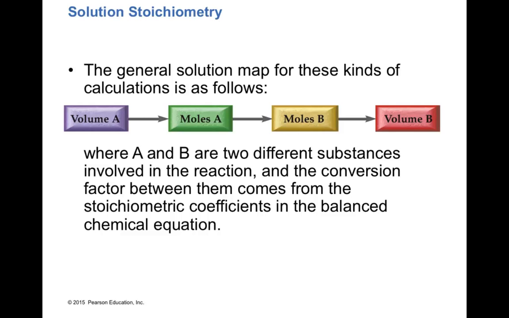Here we have A and B. There are two different substances involved in the reaction, and the conversion factor between them comes from the stoichiometric coefficient in the balanced chemical equation. This one here is from those coefficients, and this conversion factor and this one are the molarity of A and the molarity of B.